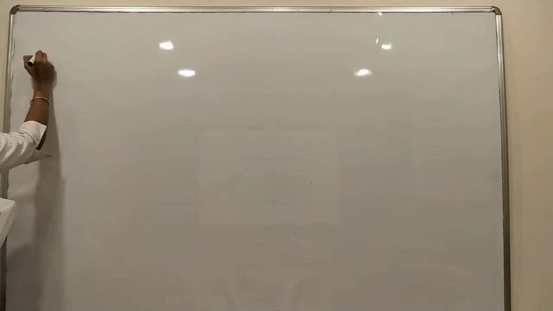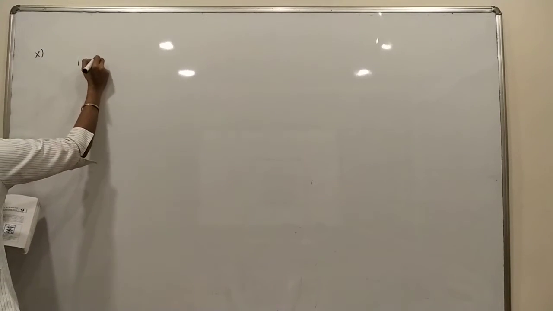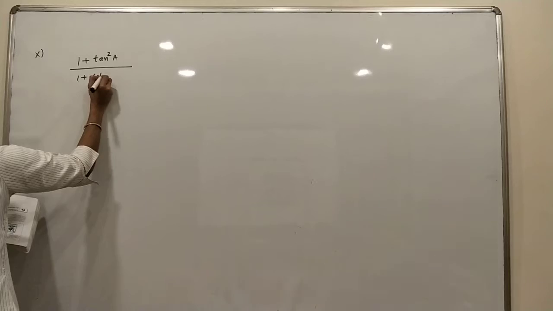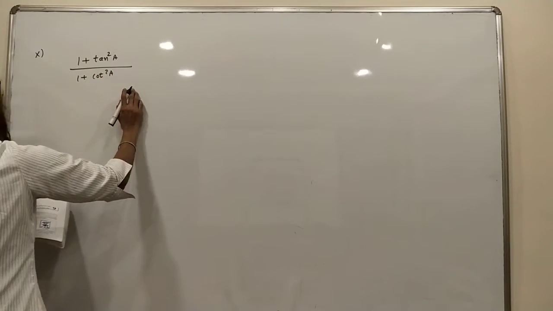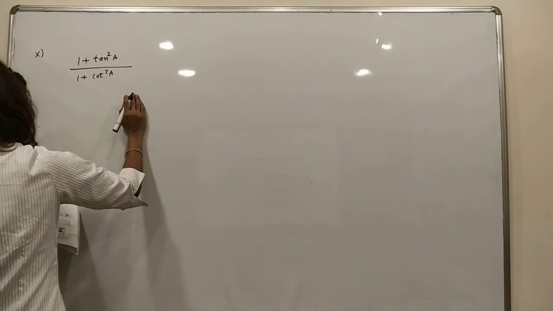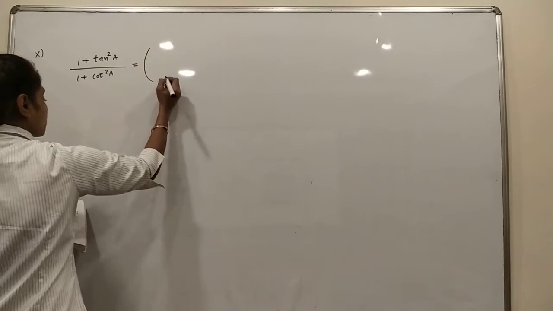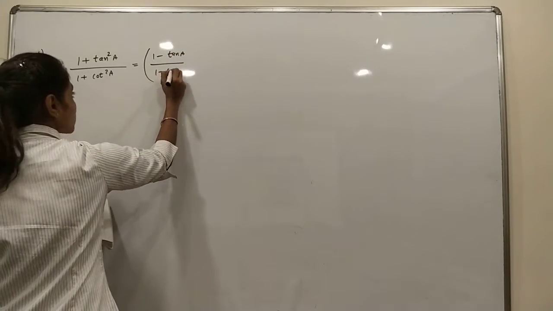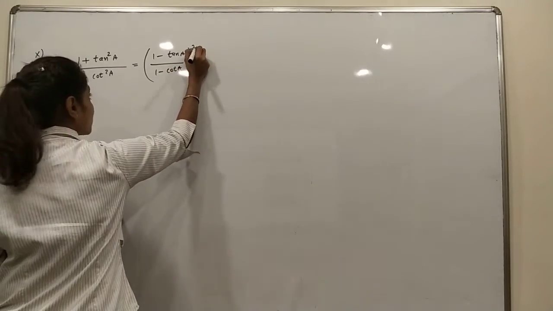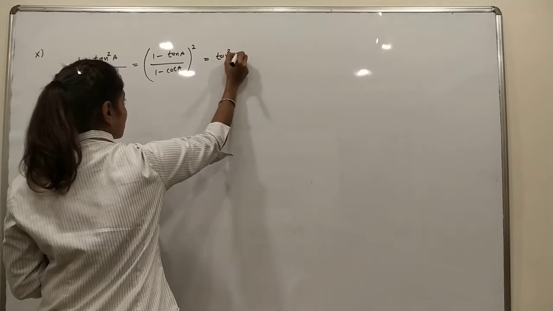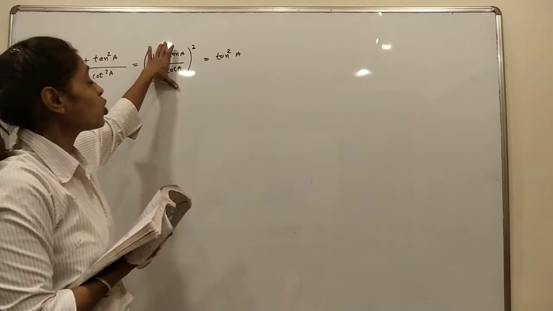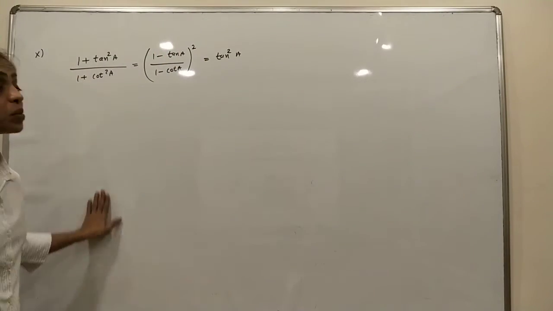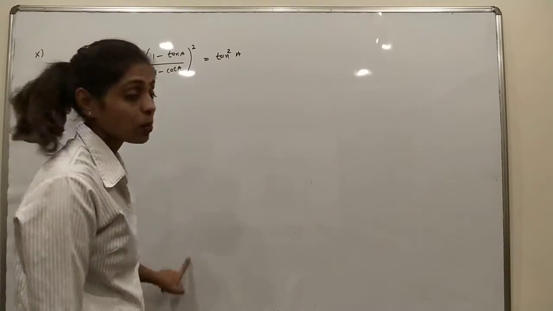Now number 10, the last sum: 1 plus tan square A upon 1 plus cot square A equals 1 minus tan A upon 1 minus cot A, the whole square, equals tan square A. It means the value of this and the value of this, both are proved as tan square A. So in this sum also, the answer must be tan square A.